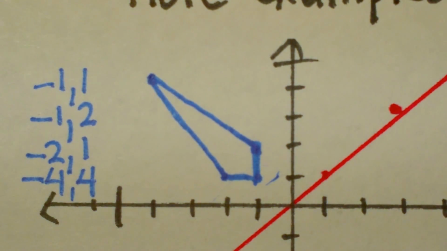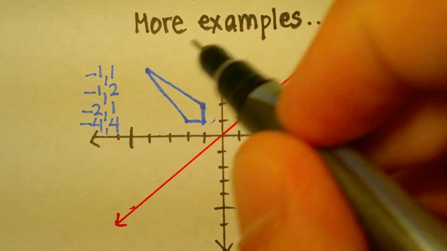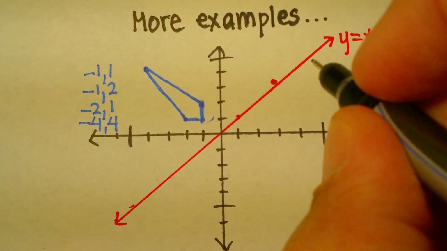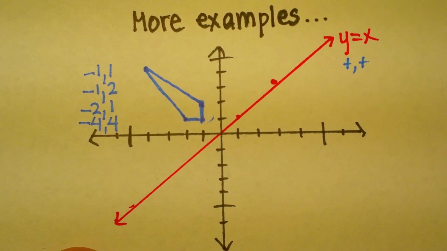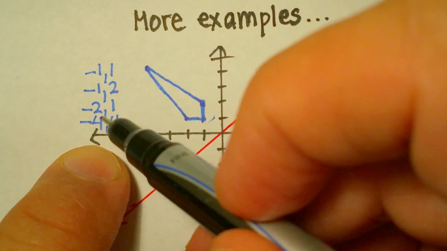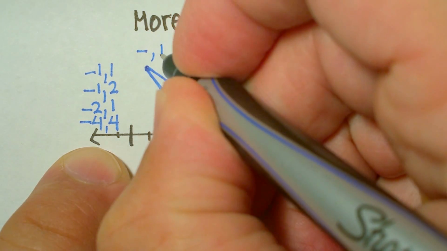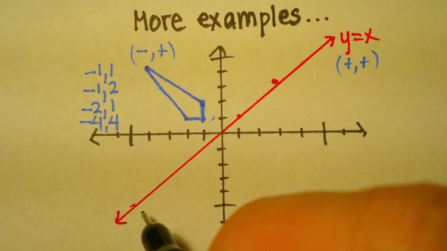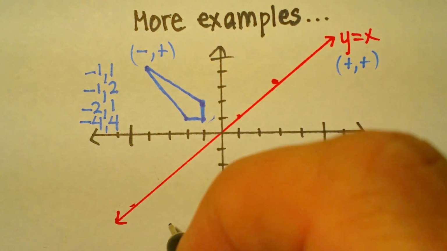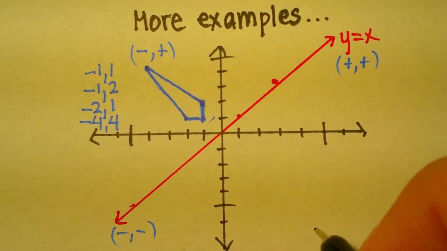The second thing I want you to notice is the quadrants. In this quadrant, both the x and the y would be positive, so we'll call this quadrant positive, positive. In this quadrant, as you can see, the x is negative and the y is positive, so negative, positive. In this quadrant down here, it would be negative, negative. And in this quadrant down here, it would be positive, negative.